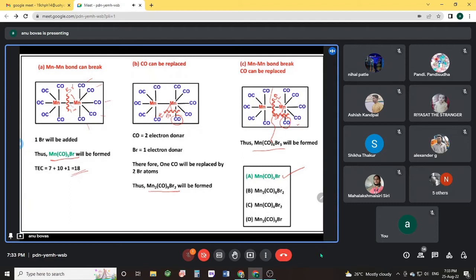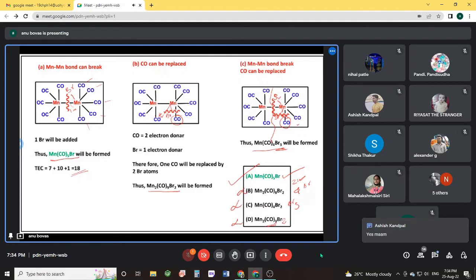No other option matches the answers obtained through option B and option C. So in the second option we can see that if 2 carbonyl are replaced, it means 4 Br should be added. So option B is wrong. In the third case, if one carbonyl is replaced, that means 3 Br should be there, and in the last case, if 1 carbonyl is replaced, 2 Br should be added. Therefore, all the other 3 options are wrong and the correct option is option A, MnCO5Br. Clear?